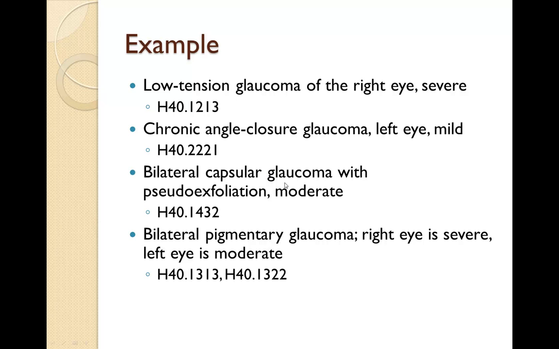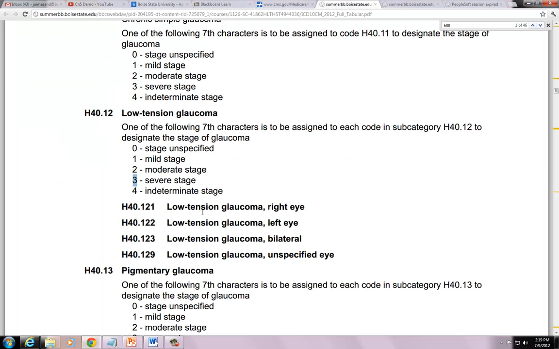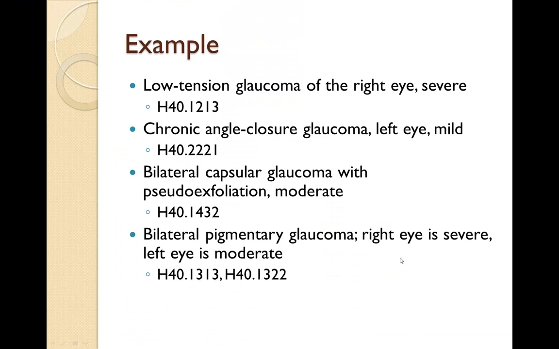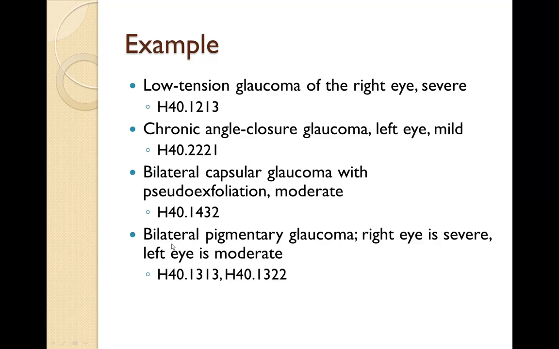Bilateral capsular glaucoma with pseudoexfoliation, moderate. This one, again, glaucoma as your main term, then you can look for capsular. Here we get H40.14, and let me just show you what that looks like. H40.14, and then the 3 is indicating that it's bilateral, because in this one, they're both the same stage and type, so I can just get the single code. Moderate is that 7th character extension of a 2.